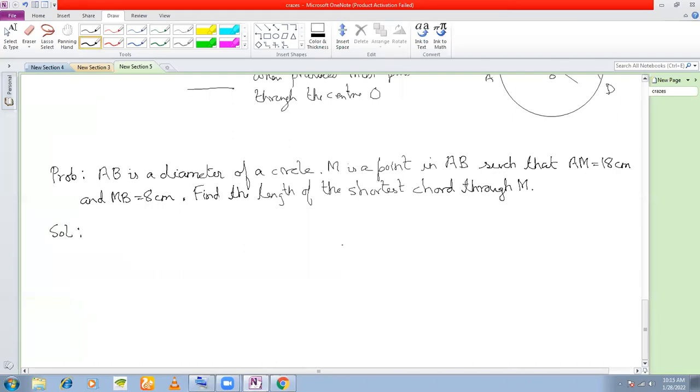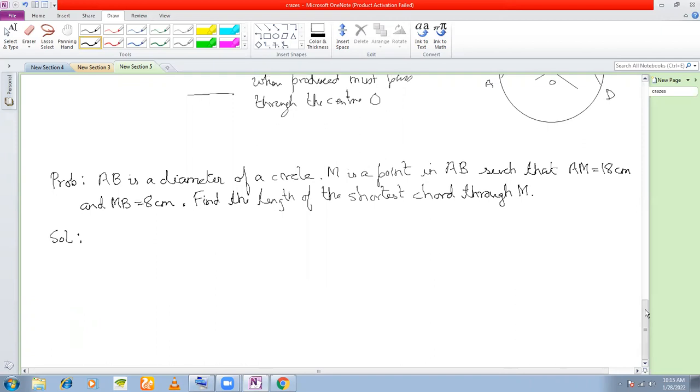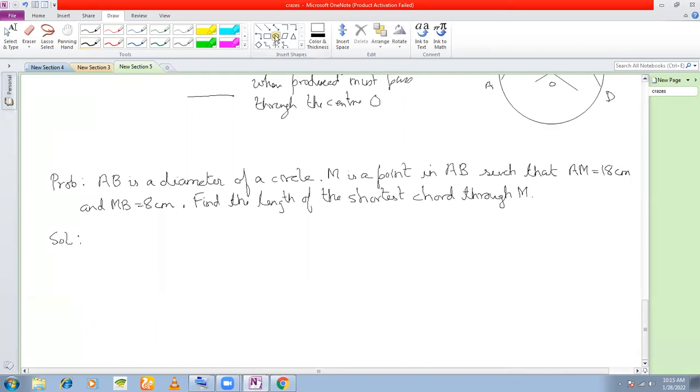Okay. A diagram is not given, so we'll have to draw the diagram. So let's draw the diagram and let's see what this problem states. First of all, you have a circle, in which AB is a diameter. So let's choose the center of the circle. Let's call this center O. And AB is a diameter. Let's say this is your diameter, which passes through the center.